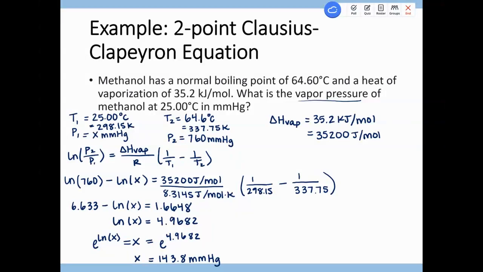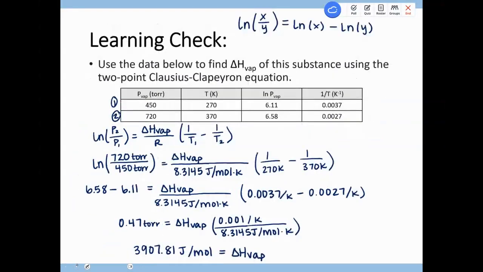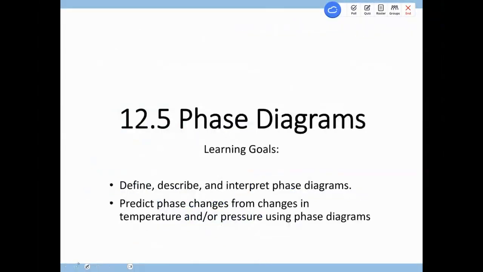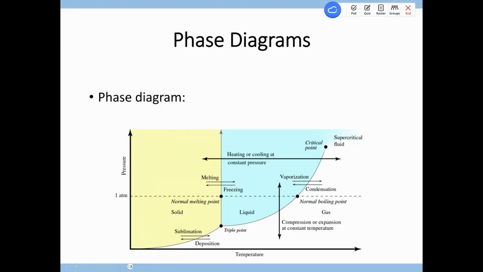All right, then we will go to the next section on phase diagrams. So phase diagrams, there's a different diagram for different substances, and they relate the solid, liquid, and gas phases of these substances. So here's one example.